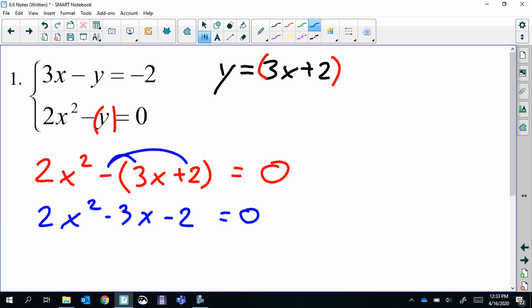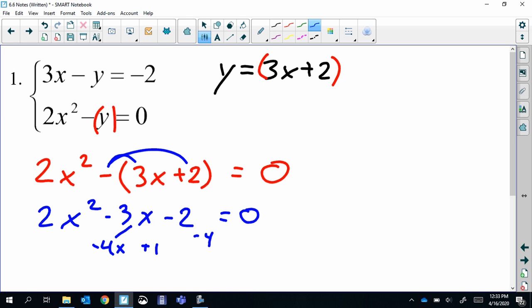And to solve this, we can factor. If factoring doesn't work, you would use the quadratic formula. Hopefully most of the time on these, factoring will work. We'll work it out with steps rather than just jumping straight to it. We can split the middle term using that trick where we multiply the 2 times the -2 in the back to get -4. Now we need two numbers that multiply to be -4 and add to be -3. That would be -4 and +1.